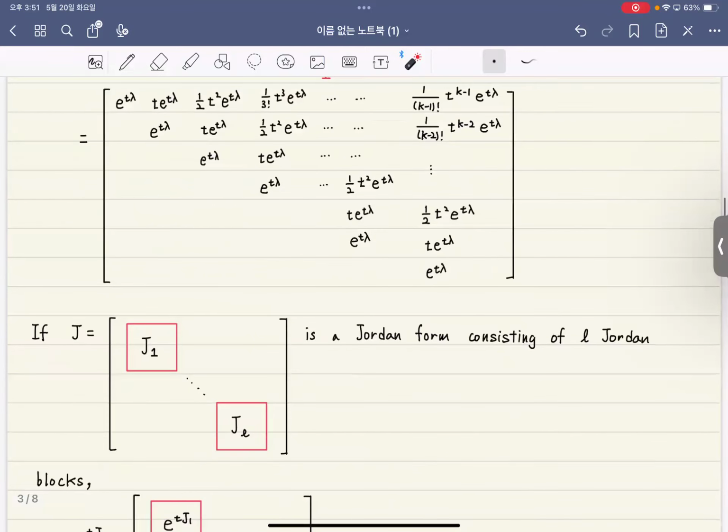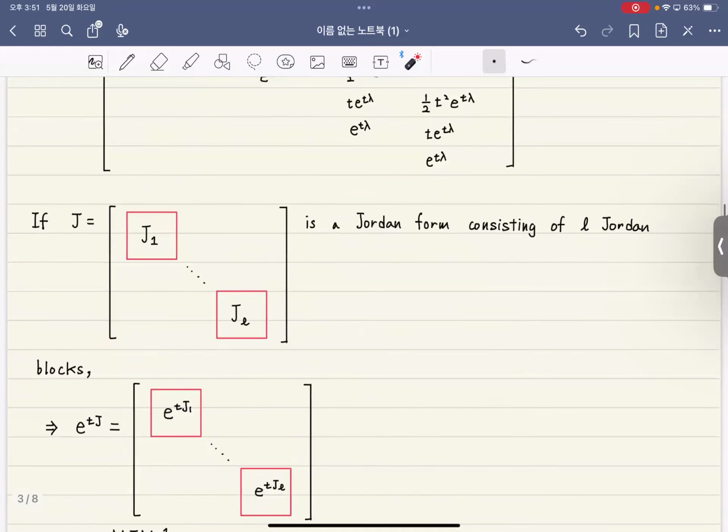Okay, good. Now, let me turn to a more general case. This time, suppose that my Jordan form J consists of multiple Jordan blocks, from J1 to JL. So I have a diagonal block matrix, and each of these blocks is a Jordan block from J1 to JL. So suppose that this Jordan form J consists of L Jordan blocks.